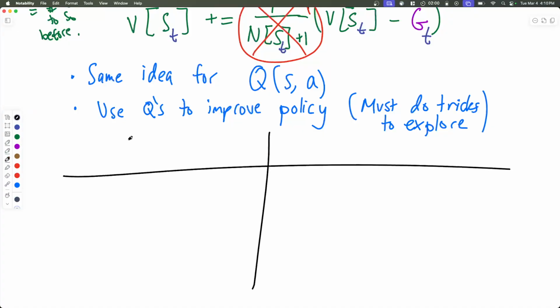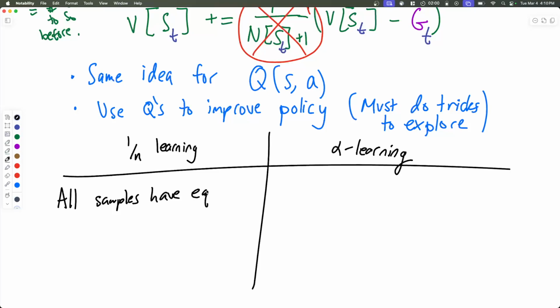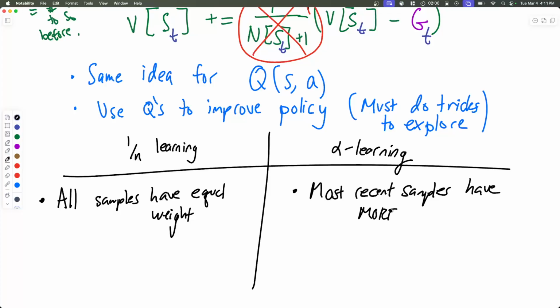So the 1 over n learning versus alpha learning. And I think this is the biggest possible difference: all samples have equal weight, versus if you do the alpha learning, the most recent samples have more weight. And in fact, how much weight they have is like alpha to the power of how long ago it was, right? So something that's way in the past will have a really, really tiny value.